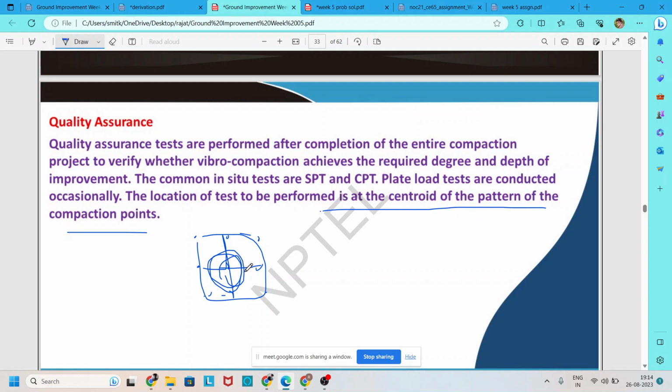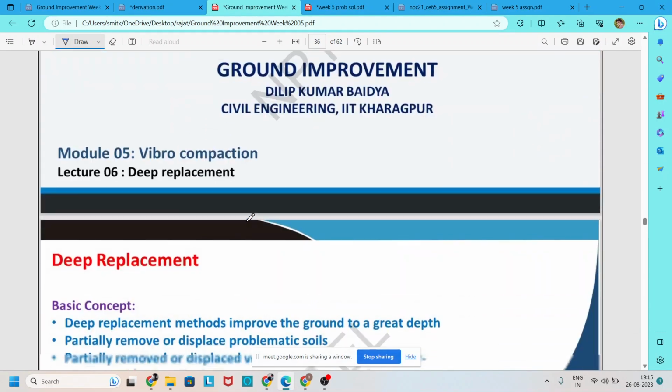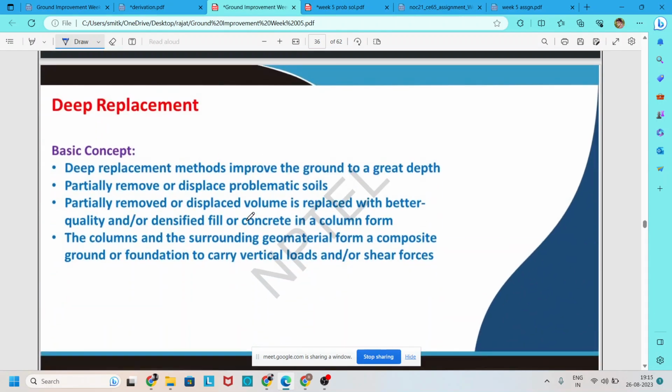Now we can discuss the deep replacement technique, which is quite similar to the vibro compaction method. For starting the deep dynamic compaction, I think we need a few minutes' break, 5 minutes. I think this is okay. So after the break, we start a new topic in this module, module 5, that is the deep replacement technique.